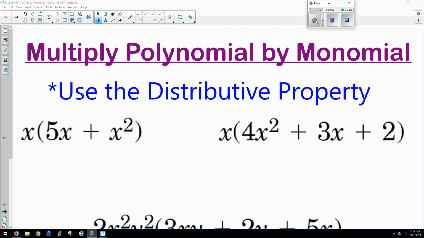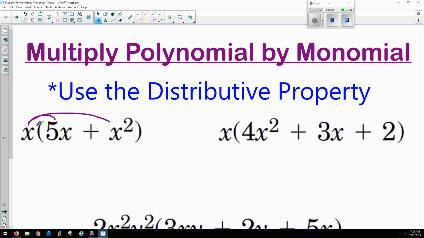Today we're going to talk about multiplying a polynomial, more than one term, by a monomial, one term. And to do this, we're going to use the distributive property. So take a look at the first example here. I need to multiply the term in front with every term inside the parentheses. So I'm going to distribute this x to both terms.